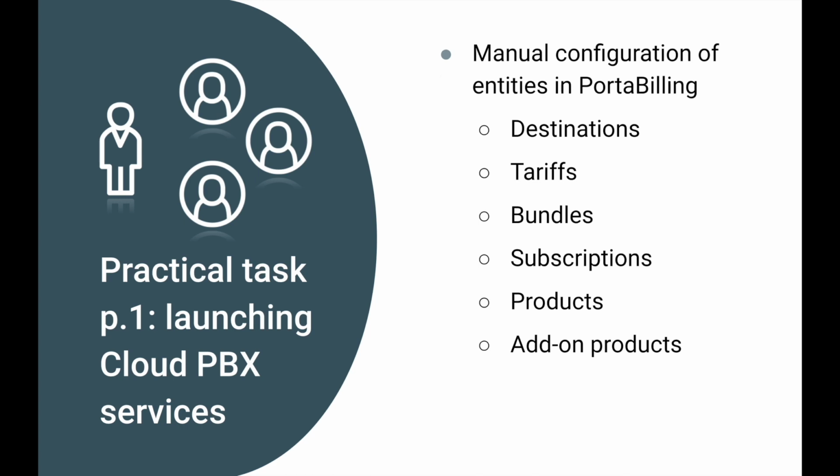Then we need to create a product that groups together all the elements that we have created up to this point, including our tariffs, quota, and subscription plan. Add-on products allow service providers to upsell additional features to their customers. For example, customers can activate the voicemail feature for an additional 99 cents a month. Now let's jump straight into the practical part.